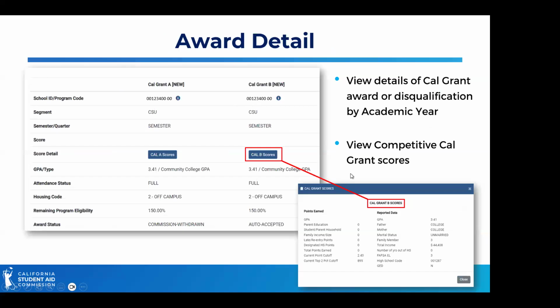Now the award detail screen is probably the second most used screen, because this also shows other information that the first one we just looked at, the award summary, does not. Specifically, this is how you're going to see the scores for our competitive awardees. So if you're wondering why a student may not have gotten a competitive Cal Grant, you could come here and you can see what their score was, and then you can see what the cutoff was. So you can see here that I believe it's 895 in this example was the cutoff for this competitive award. And so if the student had fewer than those points, they would not have gotten a competitive award.